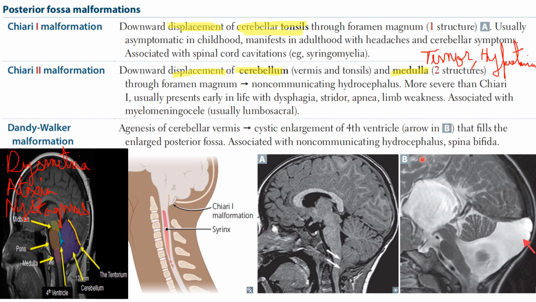Again, we have the same condition, and it's also going to be associated with spina bifida, which we also previously studied, where there's going to be improper development of the spinal cord. So this is what we have seen so far in posterior fossa malformation. Now let's move to the next slide.